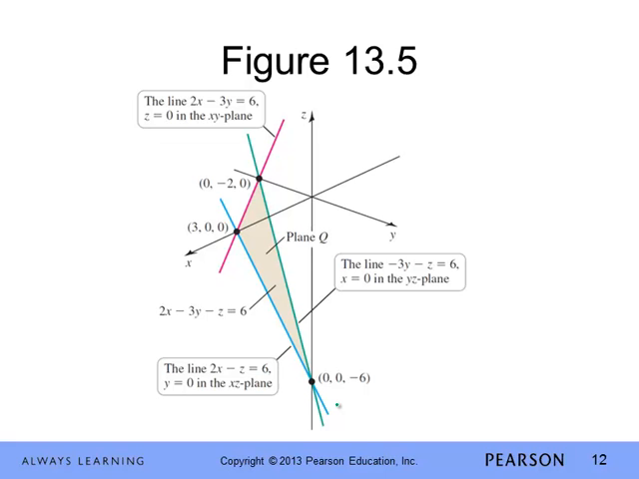The traces are where you have one variable equal to 0, and then you have the equation of the line or the curve in general in the appropriate coordinate plane. For example, this red line right here is where we had set z equal to 0. So you have 2x minus 3y equals 6 on the xy plane. So this plane, as it comes up through here and intersects the xy plane, that red line is the trace of that plane in the xy plane. For example, moving on here.